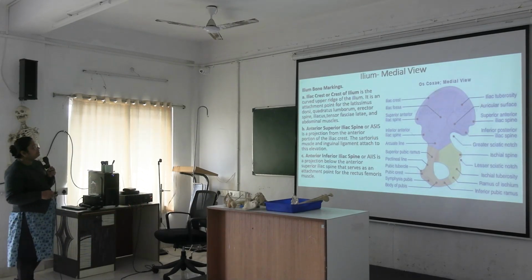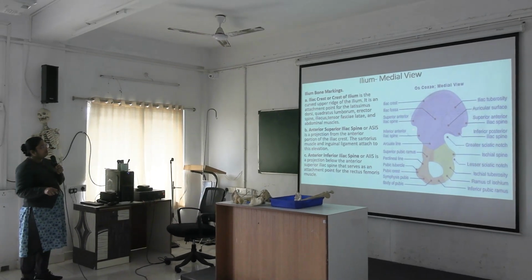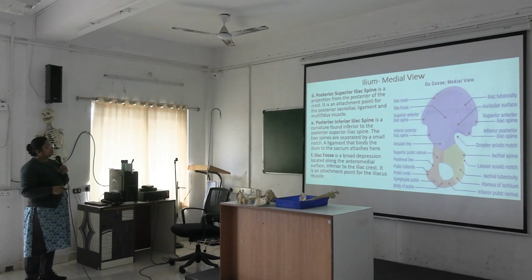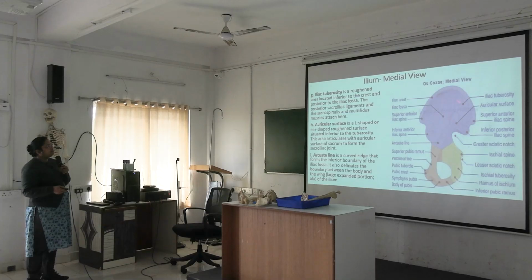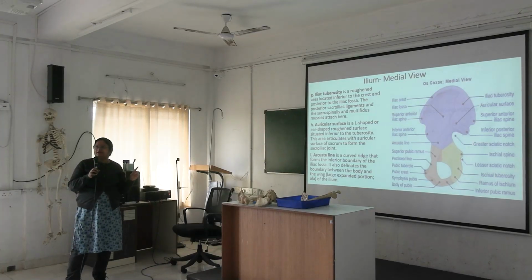And in the medial view also, you can see the iliac crest, anterior superior iliac spine, anterior inferior iliac spine, also the posterior superior iliac spine, posterior inferior iliac spine, the iliac fossa. Iliac tuberosity. Okay, iliac tuberosity and iliac tubercle are different, not the same.